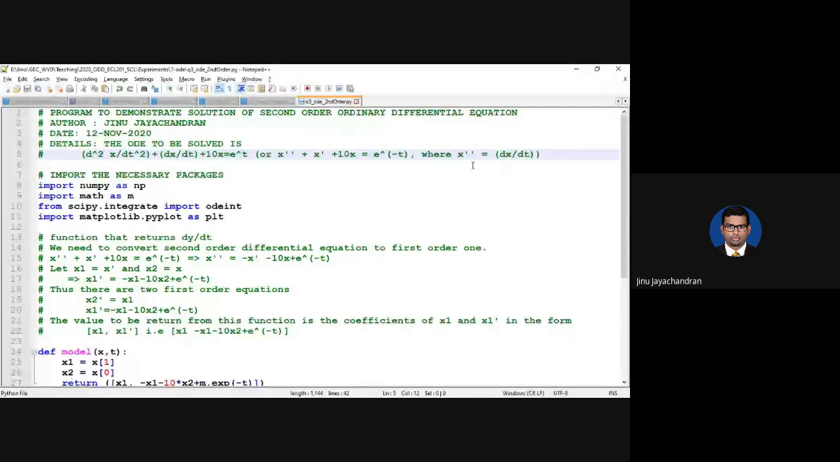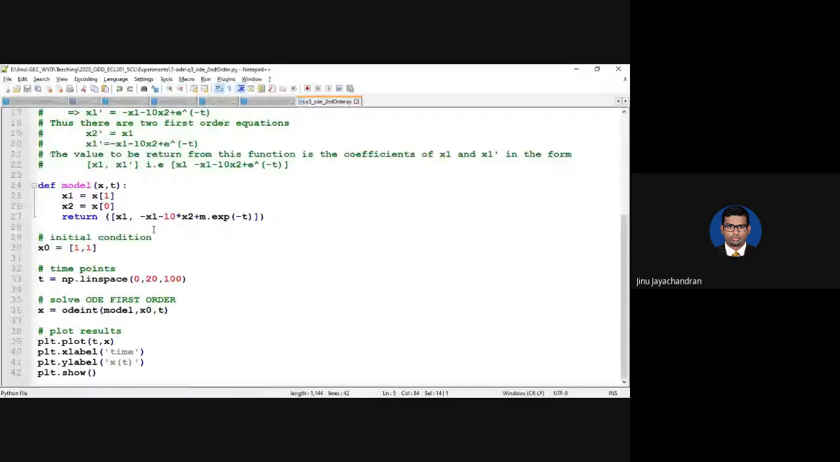So d square x by dt square, t is the independent variable and x is the dependent variable. So I can write this as x double dash plus x dash plus mx is equal to e raised to minus t. So x double dash is equal to d square x by dt square. Okay, so the initial conditions you gave 2, you generate t, and then you say x equal to ODEINT. You call the function, give the initial condition, give the value.